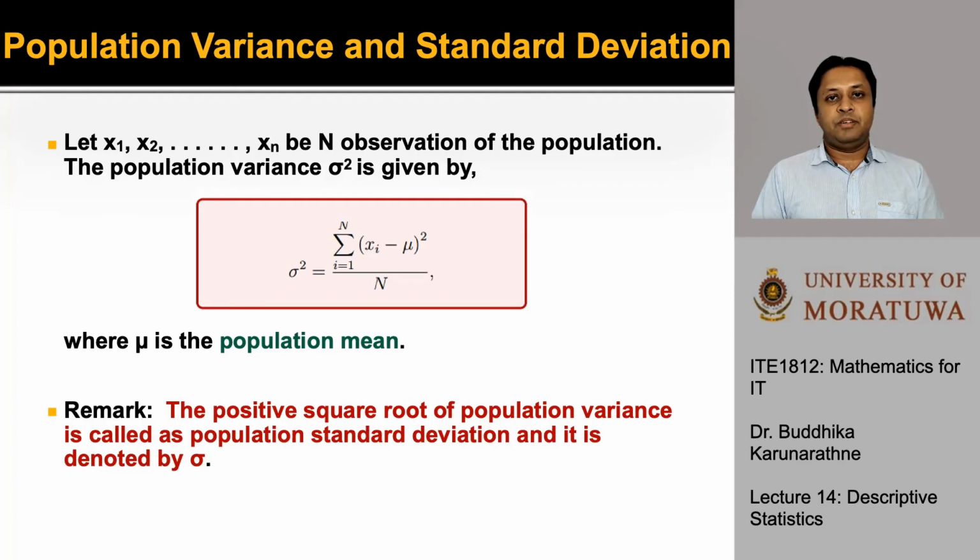So we have a special remark to notice. The positive square root of population variance is called the population standard deviation. It is denoted by sigma. Sigma squared is variance, and sigma, which is the positive square root, is called the standard deviation.